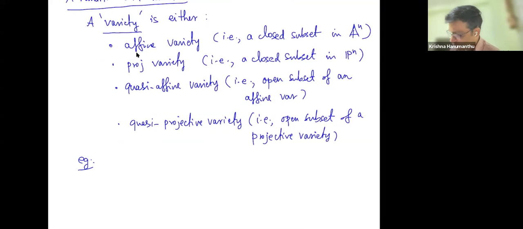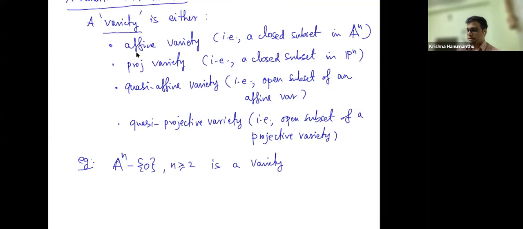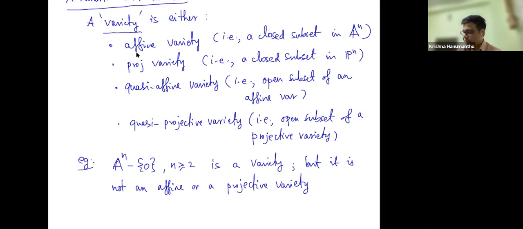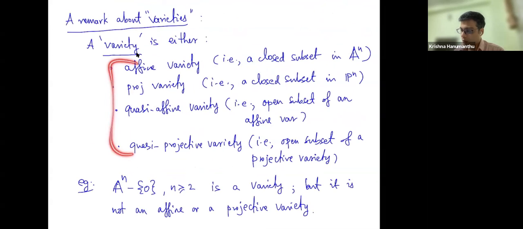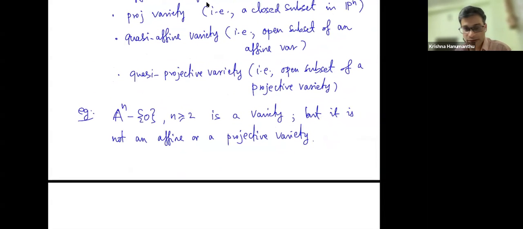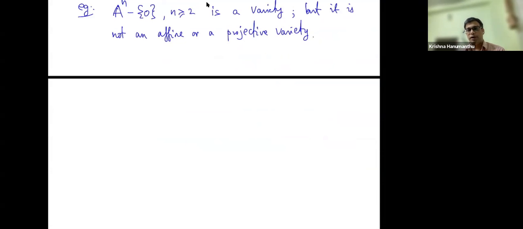But just to give you an idea, A^n minus 0 for n greater than or equal to 2 is a variety in this sense, but it's neither an affine variety nor a projective variety. And one naturally has to consider this as a variety. It's an open subset of A^n, so it is a variety in this more general sense, but not in the first two senses. This is just a point I wanted to mention for future reference.